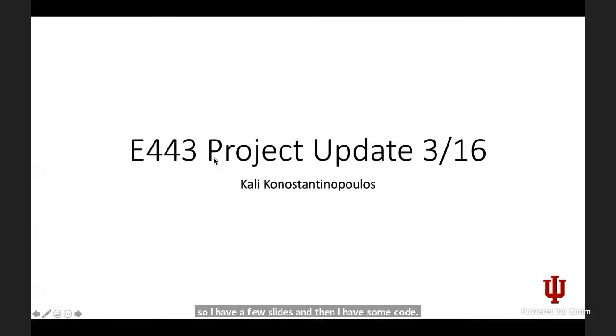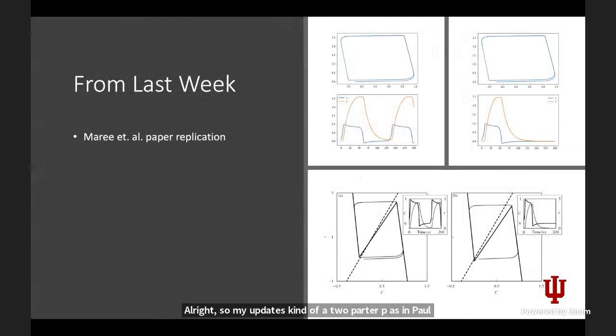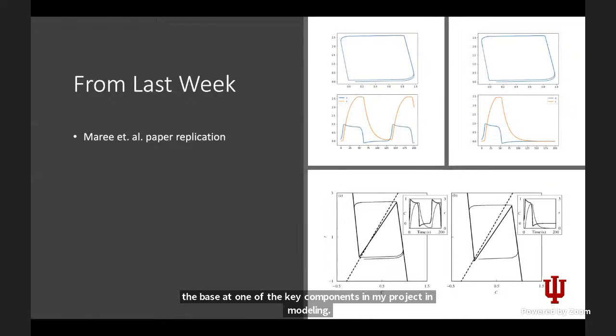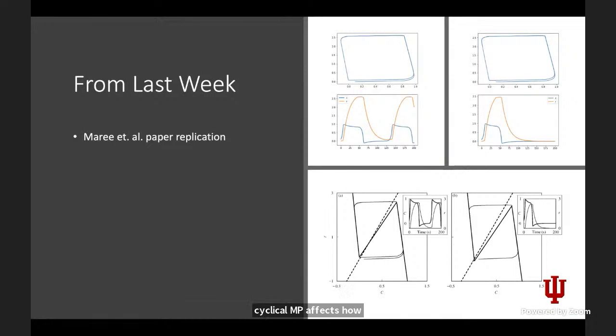All right, so my update's kind of a two-parter because unfortunately I couldn't make it to class last week. One of the key components of my project in modeling the growth of the fruiting body of Dictyostelium discoideum is this idea that cyclic AMP affects morphology of the cell, so affects how they interact with each other and move around. So a key component of the project is going to be being able to replicate the cyclic AMP models from a paper that was written before my main paper, but contains the actual model.